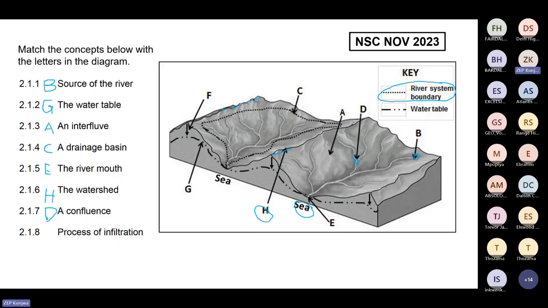And then lastly, we have 218, the process of infiltration. There it is at F there. That is F.